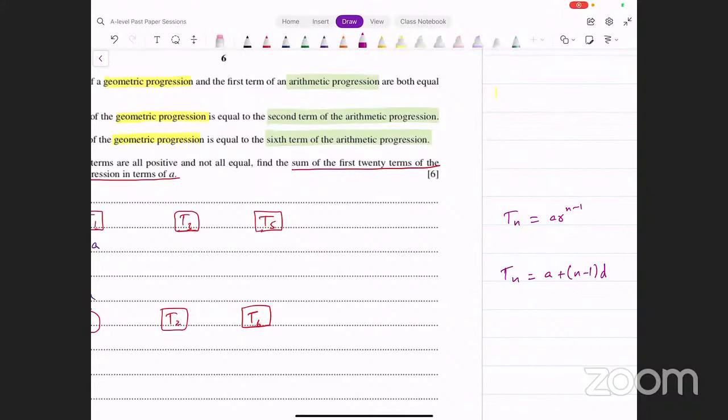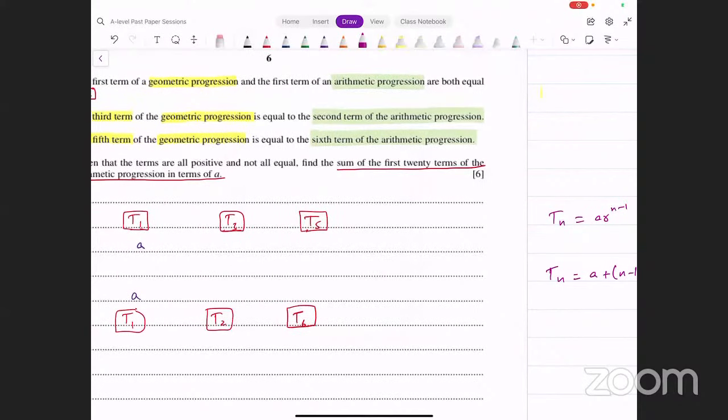ठीक है. अब क्या करेंगे हम? हमें रेशियो तो नहीं पता. हमें रेशियो नहीं पता कि ज्योमेट्रिक प्रोग्रेशन की रेशियो क्या है. हम इसको R के टर्म्स पे लिख लेते हैं.